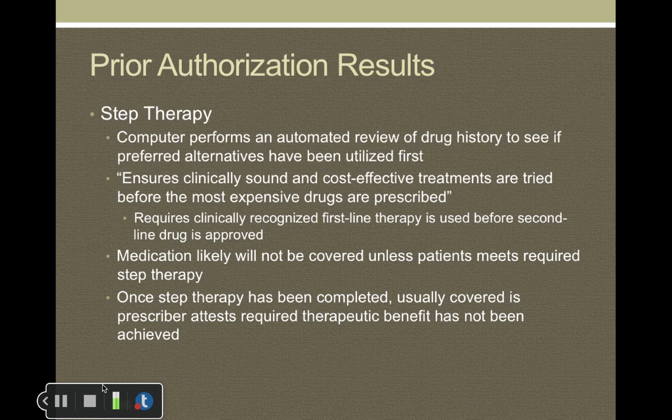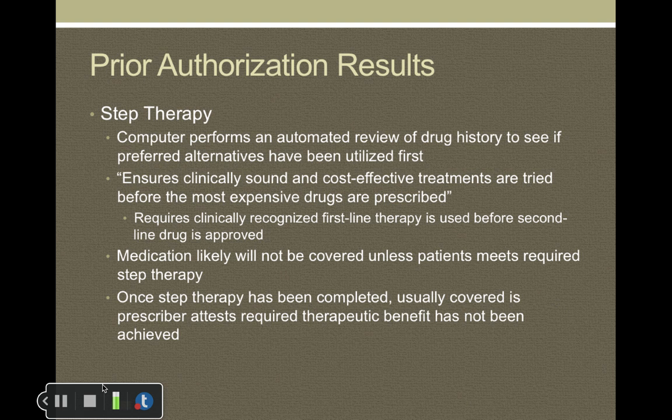So the computer, when you submit that claim, will perform an automated review of the patient's drug history to see if preferred alternatives have been utilized first. If they don't see that within their fill history for the patient, they'll generally send back that prior authorization to you. The goal of step therapy is to ensure clinically sound and cost-effective treatments are tried before the most expensive drugs are prescribed.